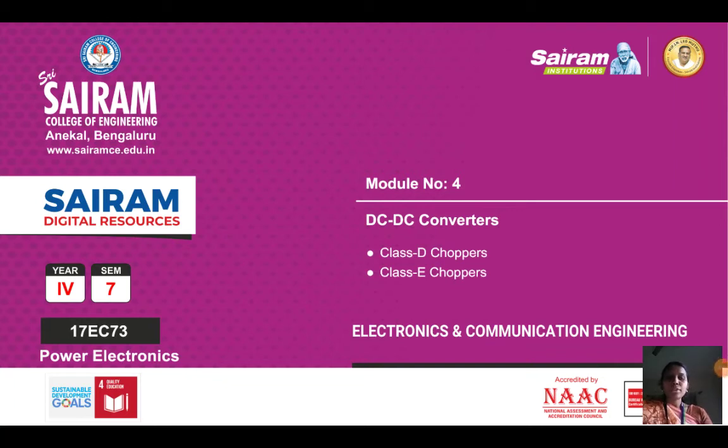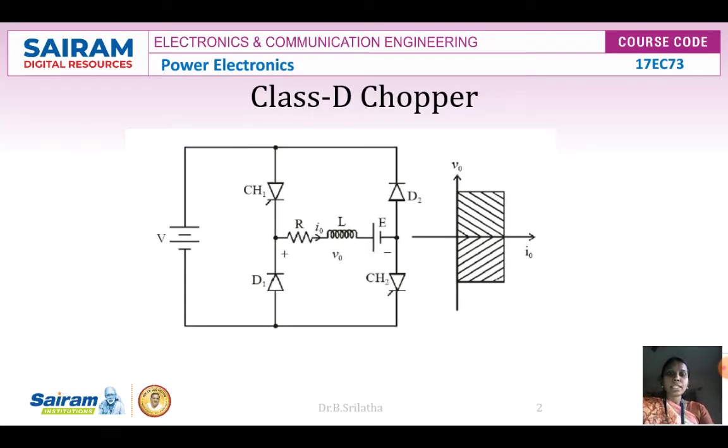Now in this video we are going to see the remaining chopper classification. In the last video we already discussed and learned class A, B, C. Now we are going to learn class D and class E. This is the class D chopper. So it works like a two quadrant chopper.